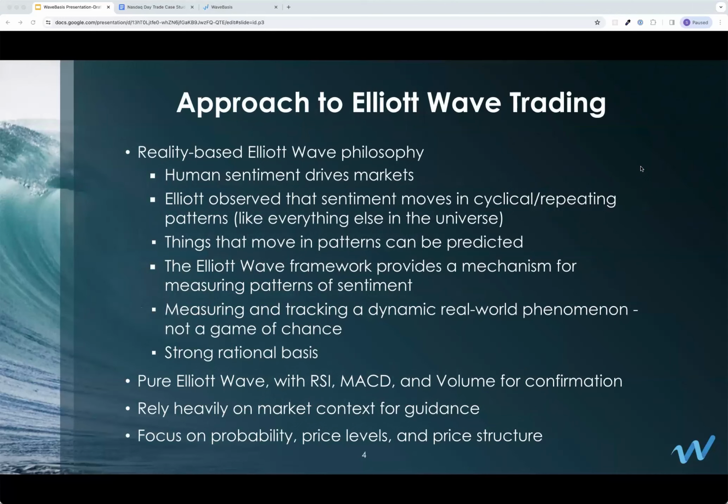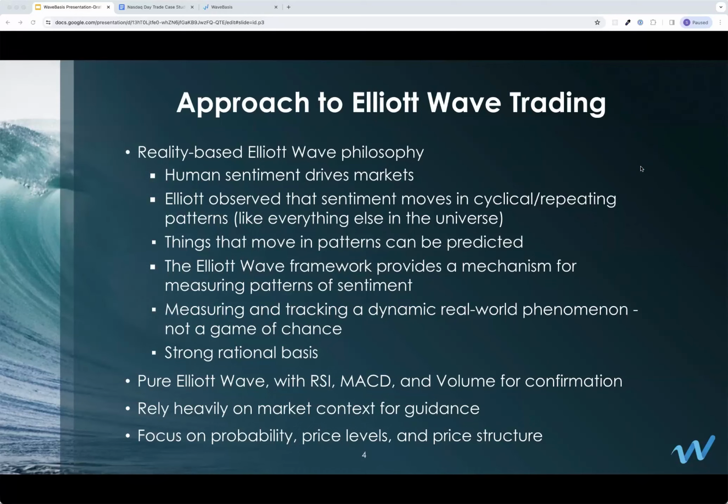And I like to reinforce these ideas at the beginning of a presentation like this, because I think it's important to orient yourself as a trader, and as an Elliott Wave trader in particular, to really internalize what it is you're doing. And Zach touched on this, the first point here.